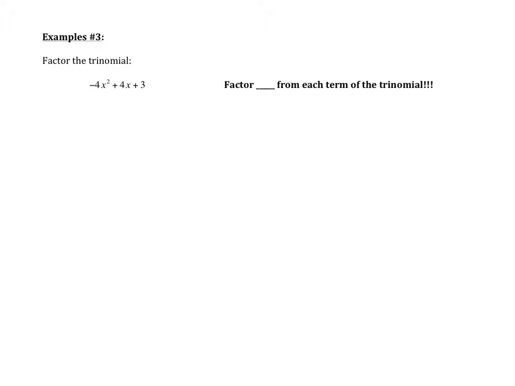And here's example number 3, factor the trinomial. So notice this one's a little bit different. We have a negative sign in front of our x squared term. The first number cannot be negative. So if your first number is negative, you always need to factor a negative 1 from each term of your trinomial, which if I take a negative 1 out, that just means that everything becomes its opposite. So I'm going to put negative 1 times 4x squared. That plus 4x would become a minus 4x, and that plus 3 would become a minus 3.